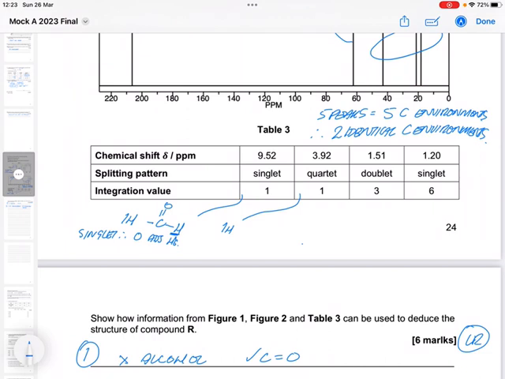Okay, so at 3.92, I'm looking at 1 proton, so CBrH, so that's what I'm looking at there. So this is the proton giving me the signal. Now it's a quartet, so let me see if I can squash that in here. So quartet, therefore there are 3 adjacent protons. So on here, one of these here, I've got 3 adjacent protons. Okay, so that's that fragment there.